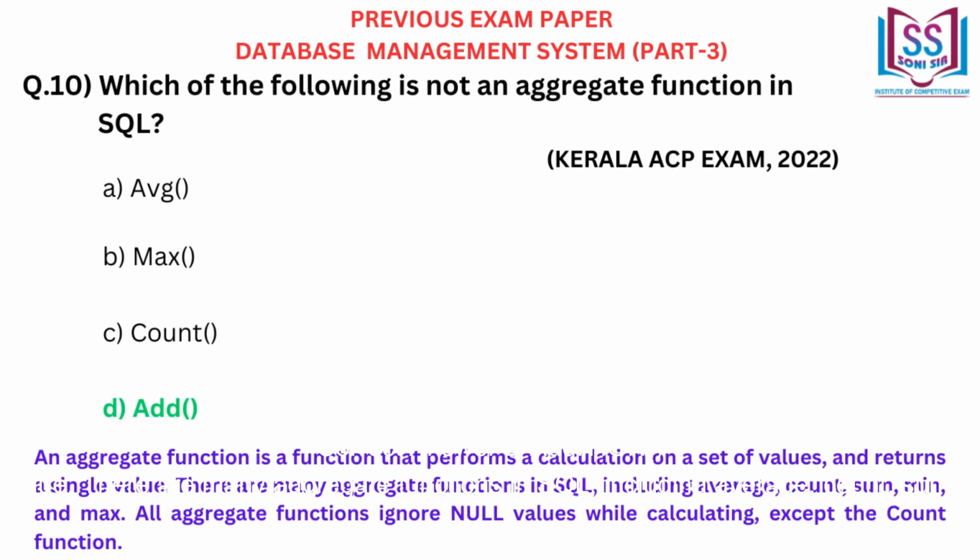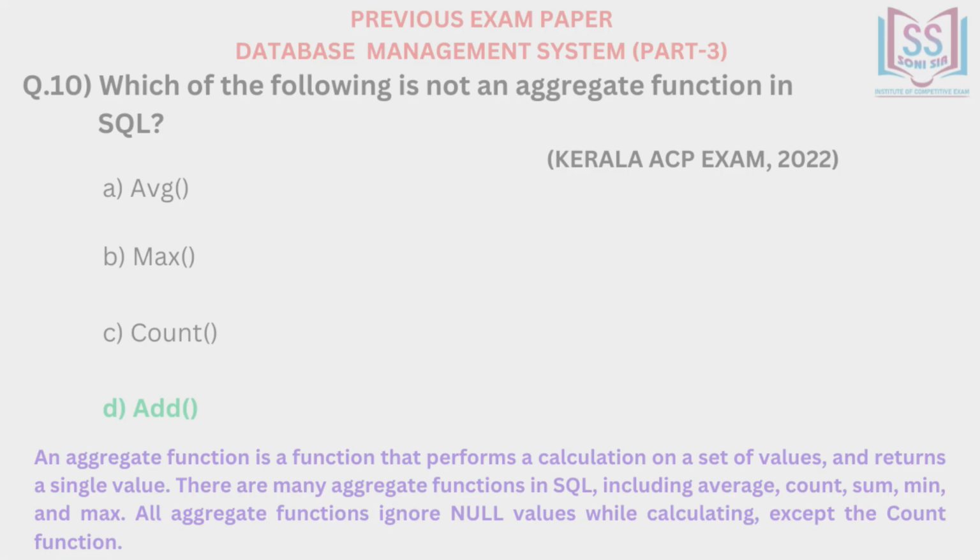Addition. An aggregate function is a function that performs a calculation on a set of values and returns a single value. There are many aggregate functions in SQL, including average, count, sum, min, and max.